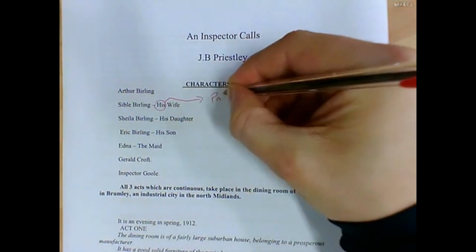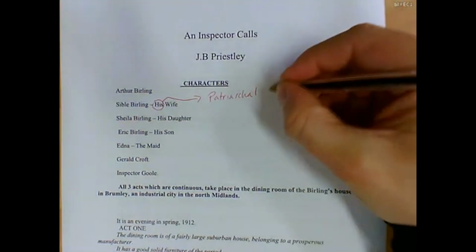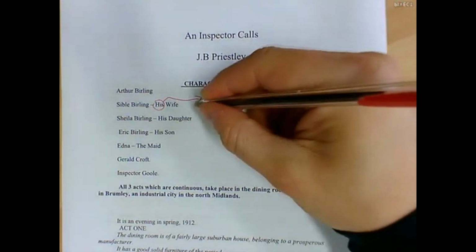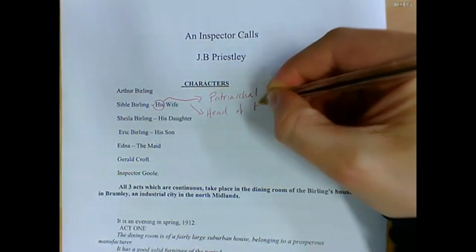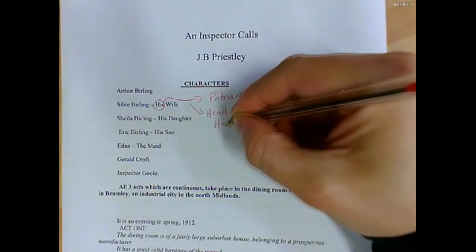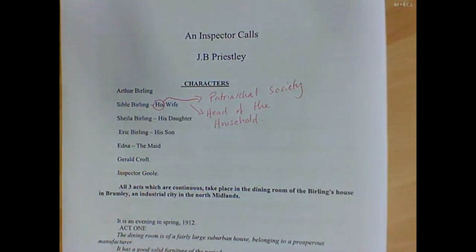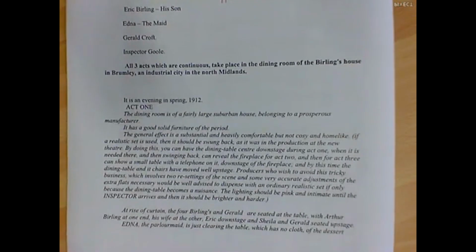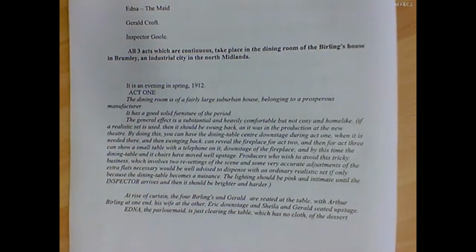We can see here very clearly that Sybil is called his wife, Sheila is called his daughter, and Eric is called his son. Now, what this seems to do is reinforce the patriarchal society that existed in Edwardian England. It confirms that he is very much in charge of what is going on in the household, and he is very much the final word in the building. Of course, you will notice that Sybil is spelt incorrectly there. That is due to the low-quality PDF I had to use to make this video.